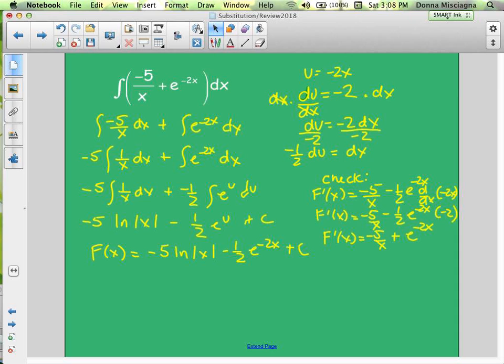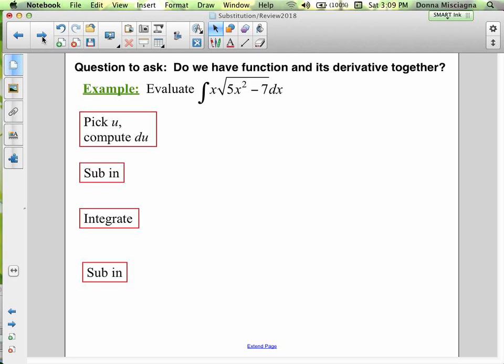All right, let's do another one. So I hope you're finding these easy. So question to ask, do we have the function and its derivative together? And it's okay if you're short a constant multiplier. So for instance, here, if u, and the u almost never includes the exponent. So here, let's look at another. So we need to use substitution when we have an x and an exponent.